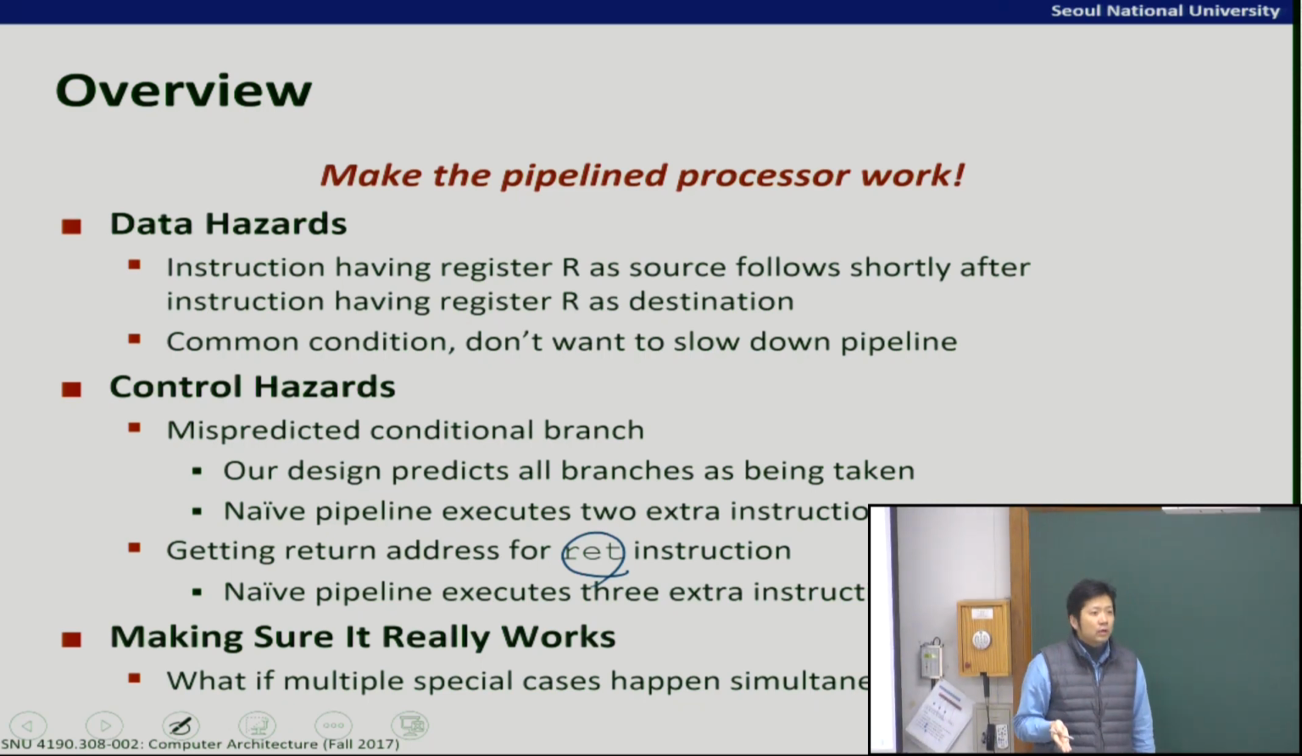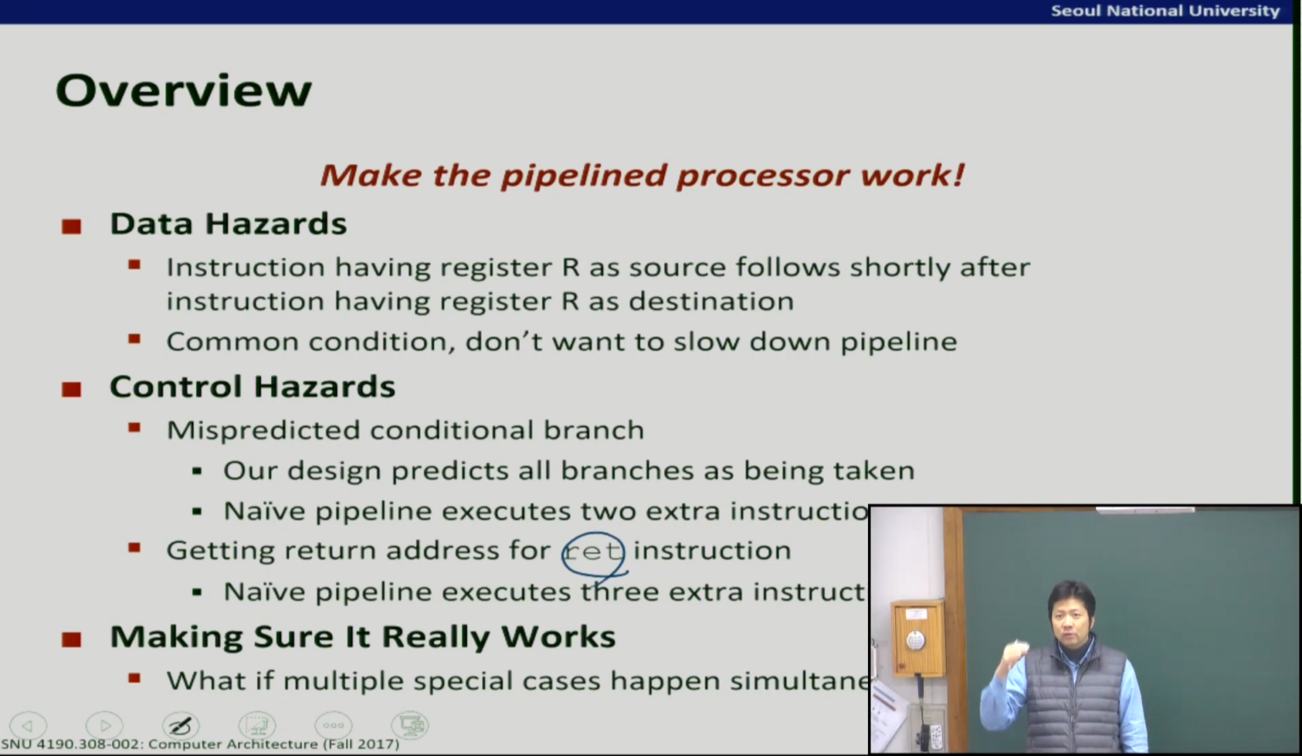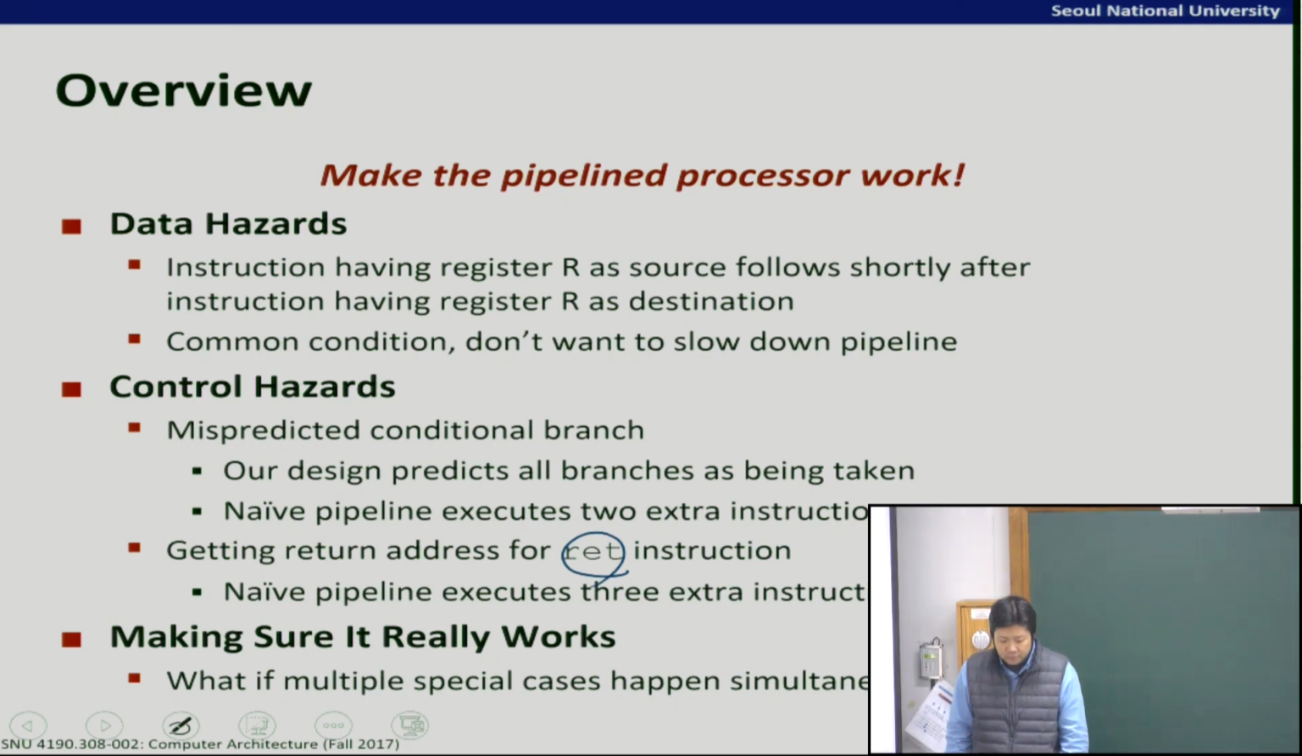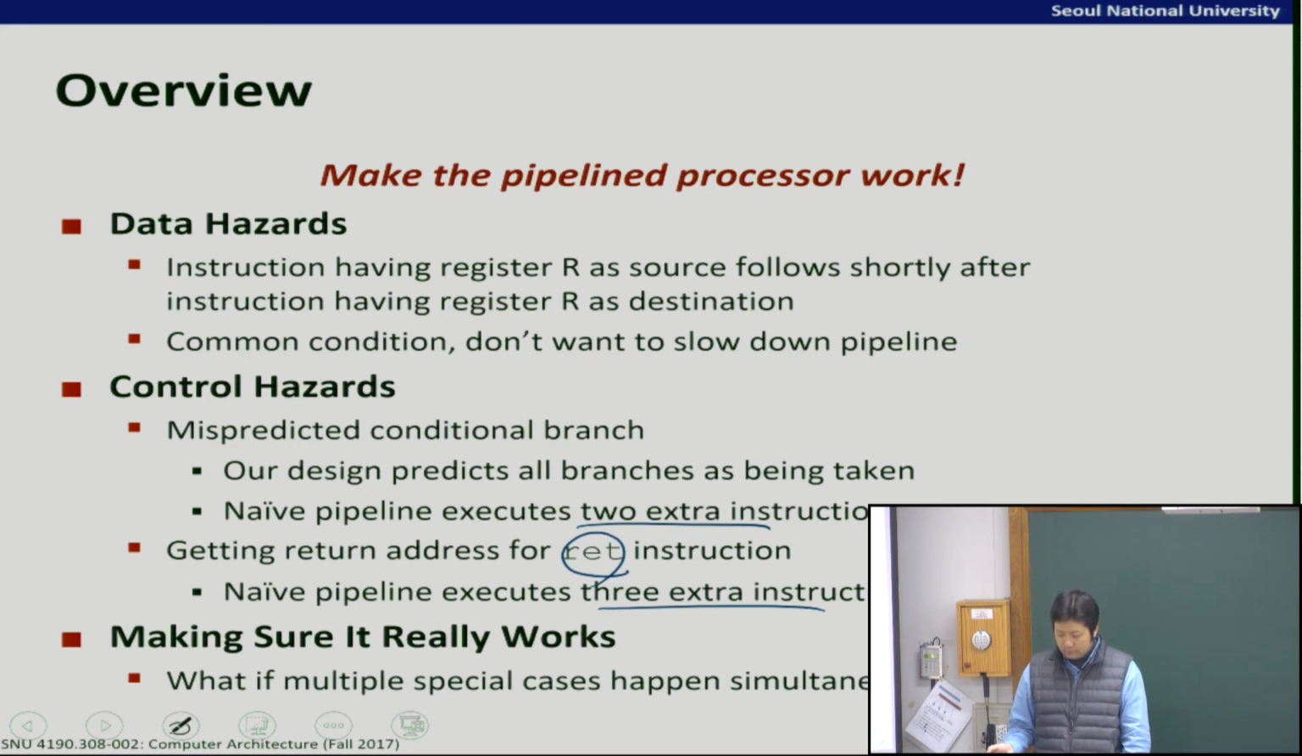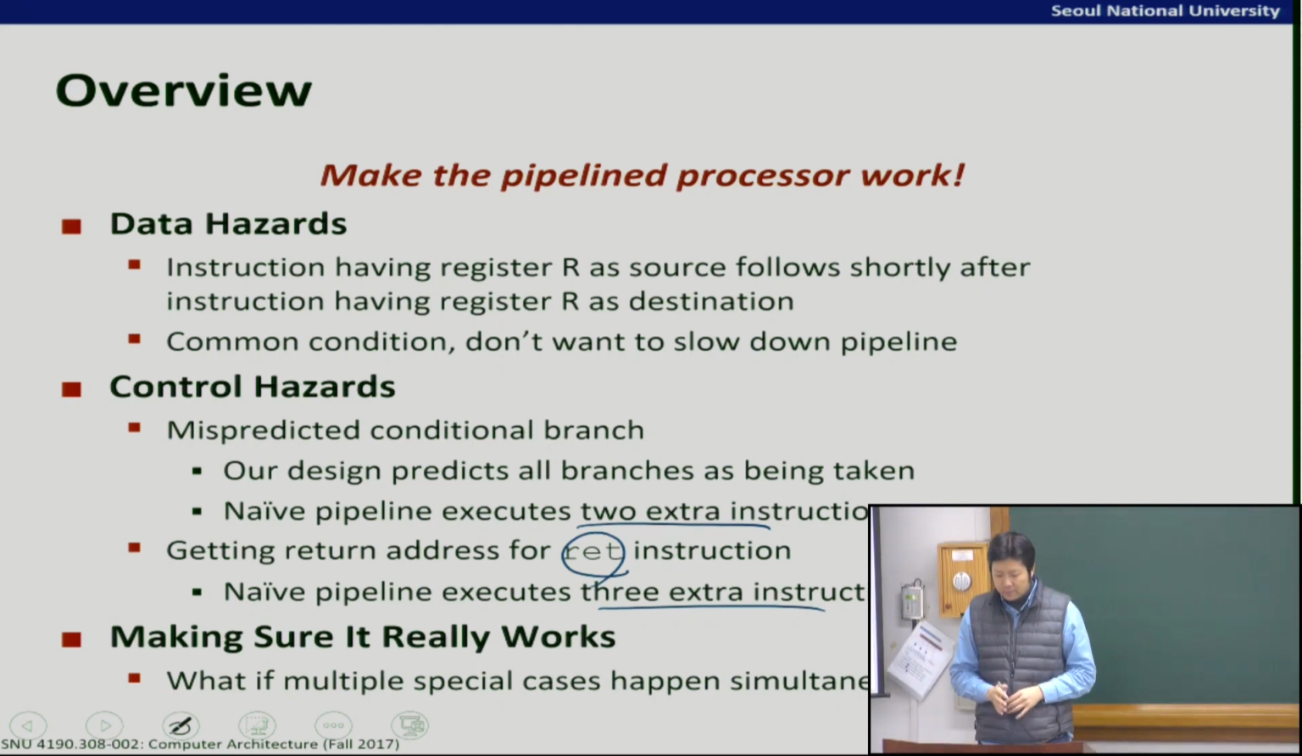That's what this return instruction does. In other words, you cannot really get the return address until you access the memory, until the M stage. So there are some slots for which we don't know how to fill them, right? In a mispredicted branch condition, we execute 2 extra instructions, and in the pipeline we execute 3 extra instructions for a return instruction. Okay. So also we want to make sure it really works. That's what we want to talk about in this lecture.